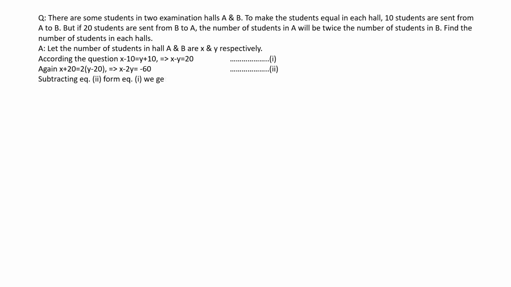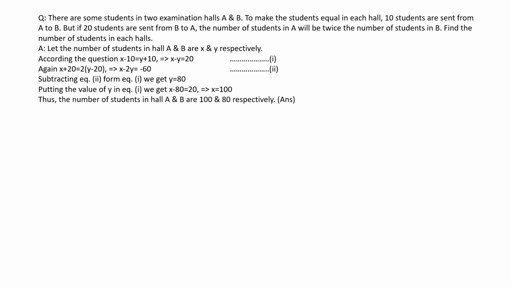So subtracting equation 2 from equation 1, we get y equals to 80. Now putting the value of y in equation 1, we get x minus 80 equals to 20 or x equals to 100. Thus, the number of students in hall A and B are 100 and 80 respectively. That is the answer.